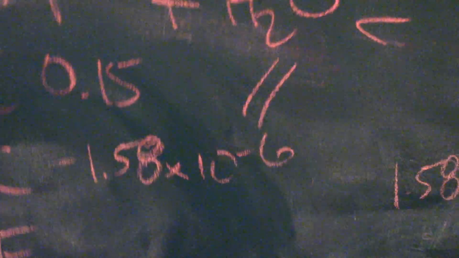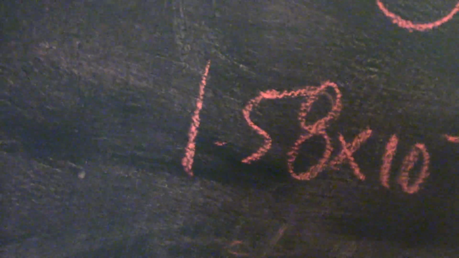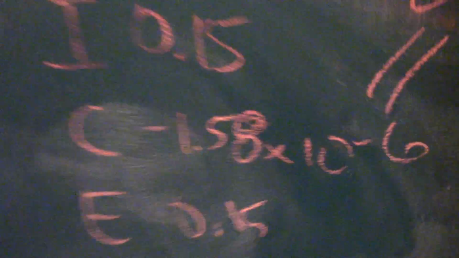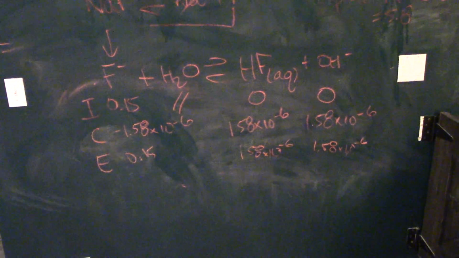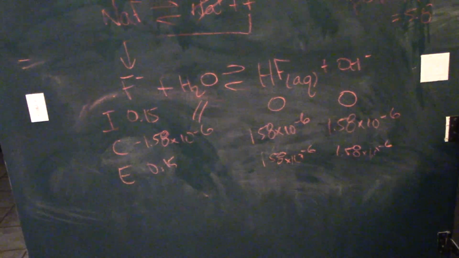Okay. And then my equilibrium is 1.58 times 10 to the -6, 1.58 times 10 to the -6. This is really negligible, so this ends up being 0.15 still at equilibrium. I mean, you can fill in the sig digs if you want, but it's going to be a very, very small number. Okay.